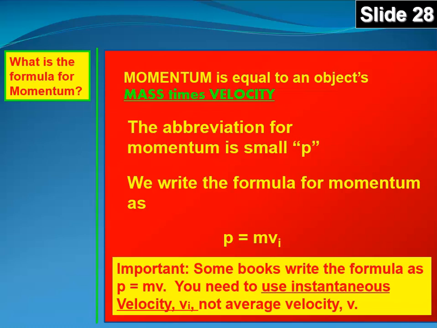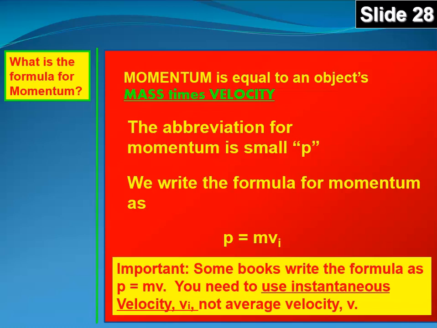So what is momentum first of all, and what is the formula for momentum? Momentum equals an object's mass times its velocity. Remember, force was mass times acceleration. It's how fast the velocity is changing. That's acceleration times the mass. But this is just mass times velocity.